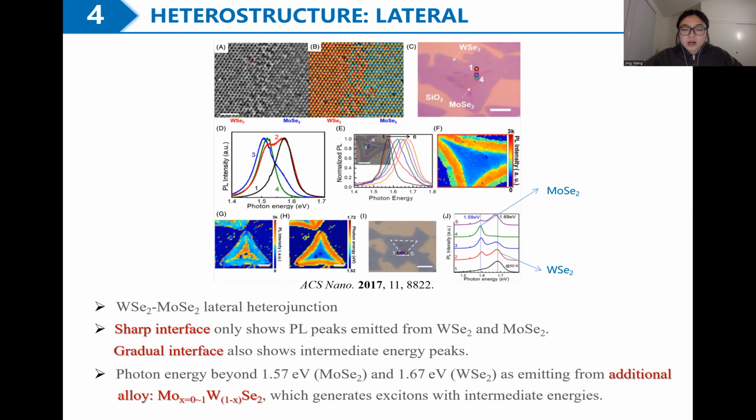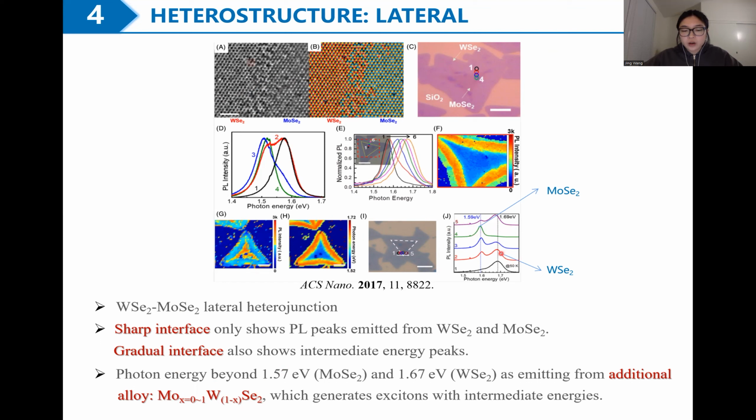Researchers regard the different photon energy beyond MoSe2 and WSe2 as emitting from an additional alloy, which could generate excitons with intermediate energies. Therefore, since the sharp interface doesn't have such extra alloy, all the photons emerge only from WSe2 and MoSe2. We can see the difference between the gradual and sharp interfaces more easily from figure J.